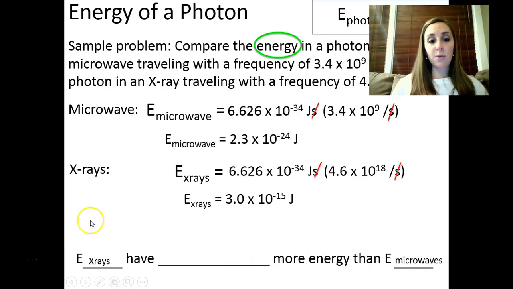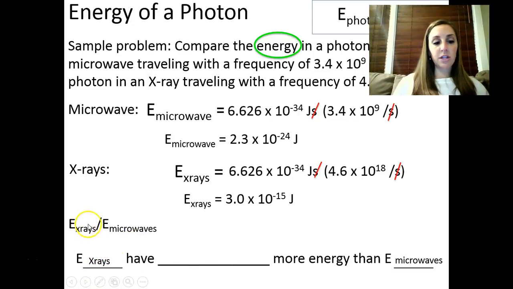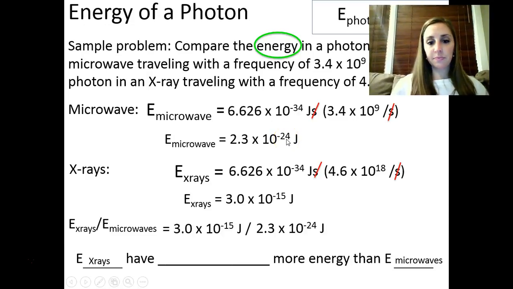To figure that out, we compare. Always put the bigger thing on top because you're saying have this much more. So the energy of the X-rays divided by the energy of the microwaves. We'll pull them and put them in the formula. So here's my energy of the X-rays, and I'm going to divide that by the energy of my microwaves. All right, how do we plug this into the calculator?